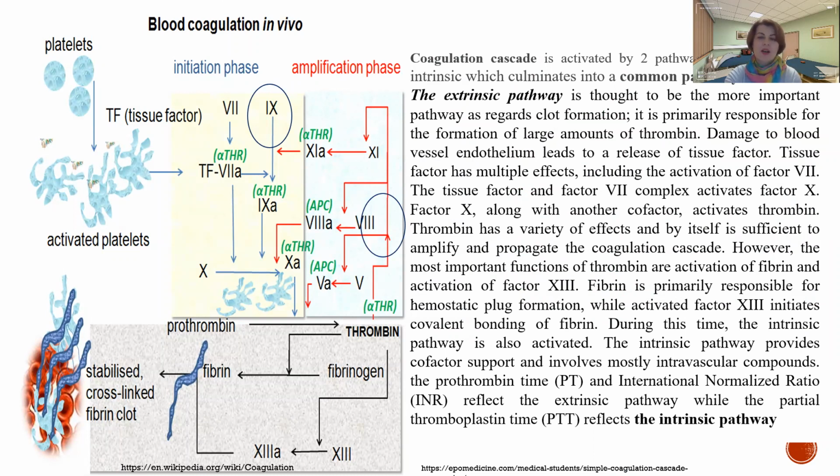Thrombin has a wide variety of effects and by itself is sufficient to amplify and propagate the coagulation cascade. However, the most important functions of thrombin are activation of fibrin and activation of factor 13. Fibrin is primarily responsible for hemostatic plug formation, while activated factor 13 initiates covalent bonding of fibrin. During this time, the intrinsic pathway is also activated. The intrinsic pathway provides cofactor support and involves mostly intravascular compounds. The prothrombin time and the international normalized ratio reflect the extrinsic pathway, while the partial thromboplastin time reflects the intrinsic pathway.